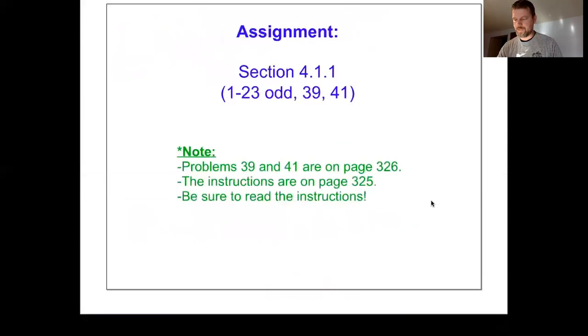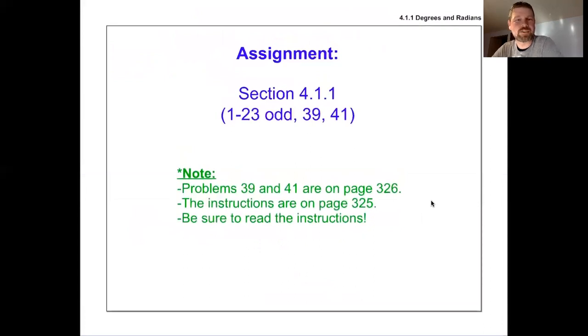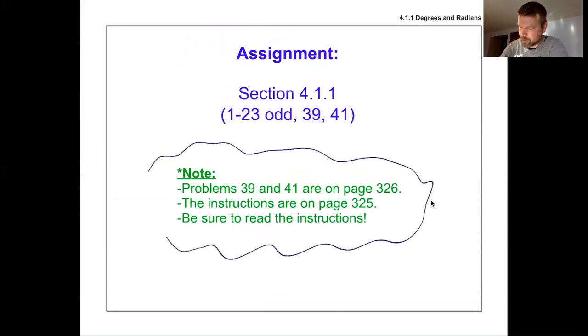All right. That's the type of stuff you're going to be doing today. Your assignment is 4.1.1, 1 through 23 odd, 39 and 41. Please note, problems 39 and 41 are on page 326, but the instructions are on the page before, 325. So when you get to those problems, be sure to go back a page and read the instructions so you're not just staring at it and wondering what the heck you're supposed to do.